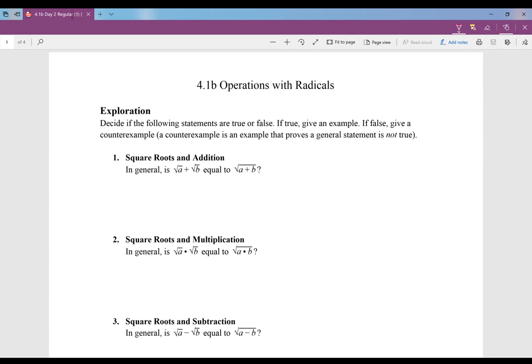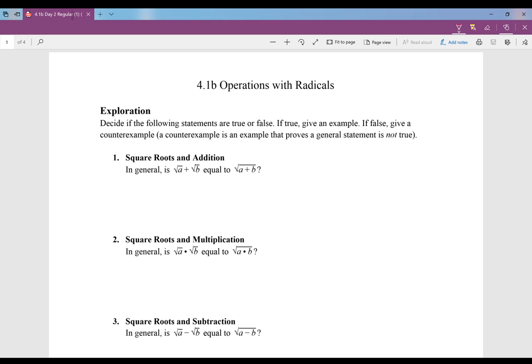All right, so in 4.1b, we're going to talk about using operations with radicals. So that means adding, subtracting, multiplying, and dividing. So I want you guys to start with this exploration. You're going to decide if the following statements are true or false. If they're true, give an example to show that they're true. If they're false, you're going to give a counterexample. And a counterexample is an example that proves a statement is not true.